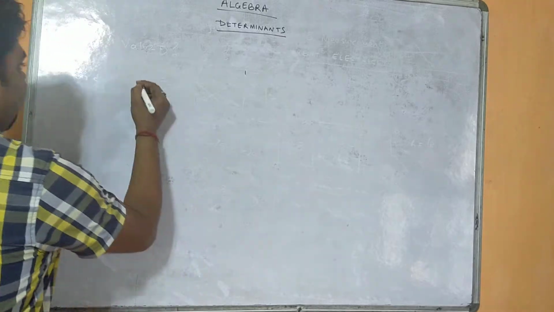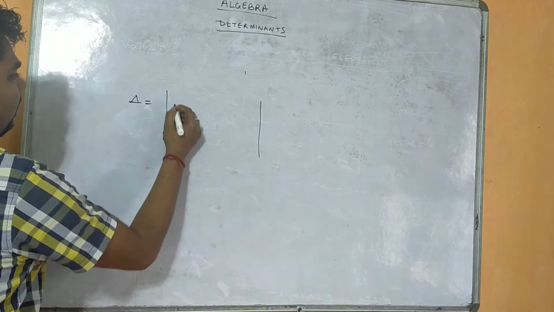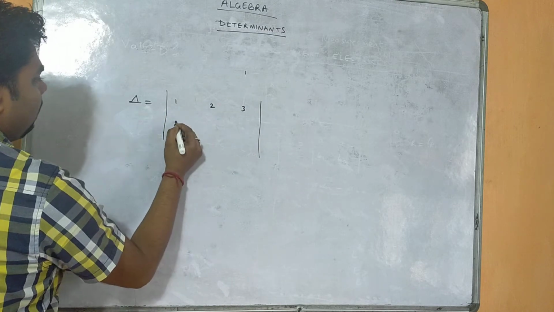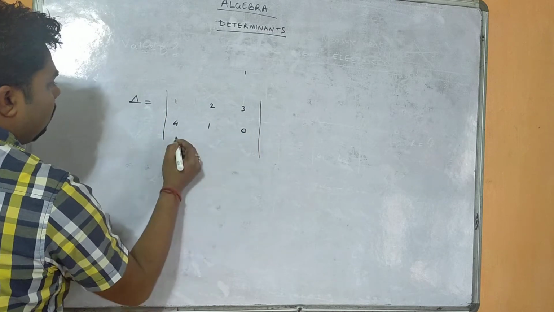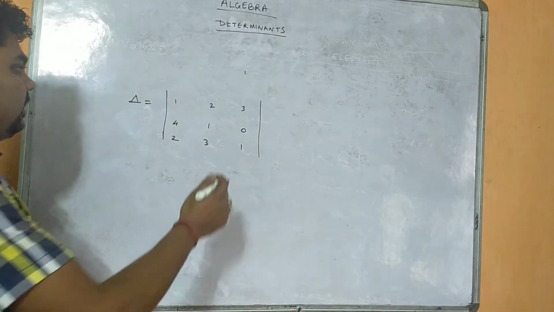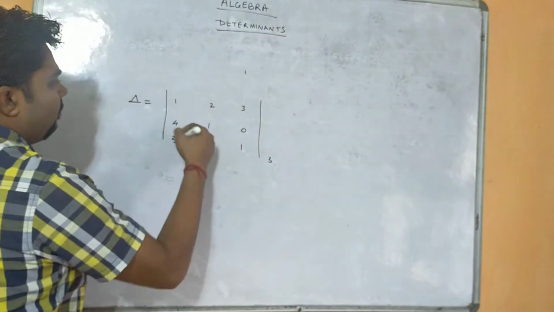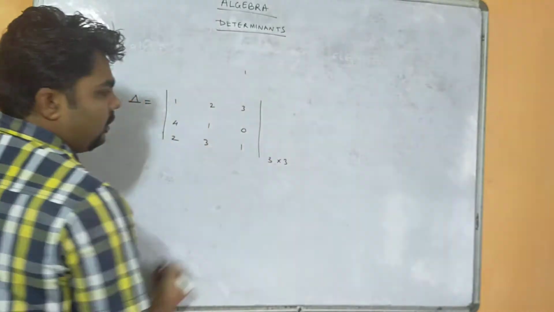Suppose I ask for the value of a determinant whose rows are 1, 2, 3, 4, 1, 0, 2, 3, 1. We need to get the value of this determinant. Now what is the order? How many rows are there? 3. How many columns are there? 3. That means it is a 3 cross 3 determinant.